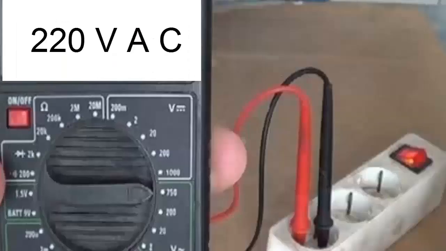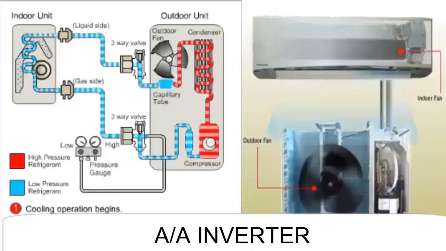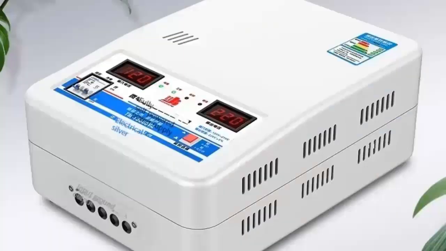1. Use a multimeter set to the AC voltage scale to check if the voltage supplied by the external electrical grid is normal. 2. If the voltage is normal, proceed to the next step. If the voltage is abnormal, consider using a voltage stabilizer or checking the electrical installations connected to the external grid.